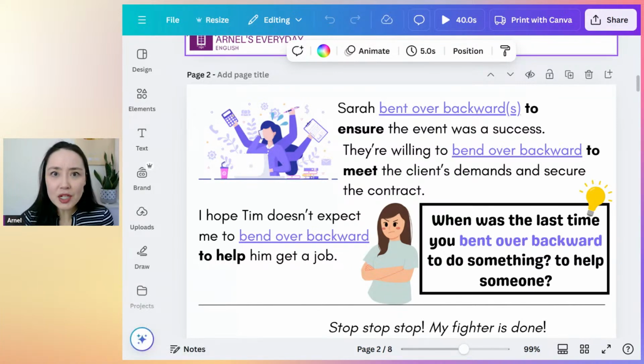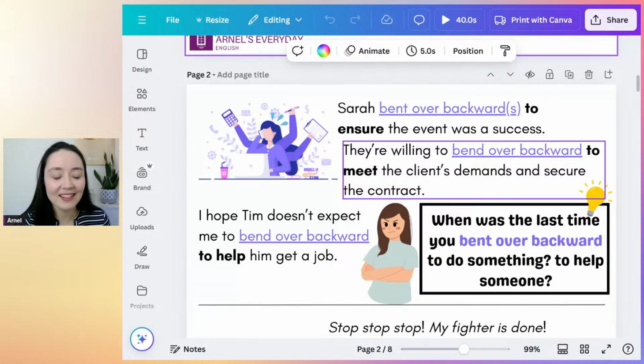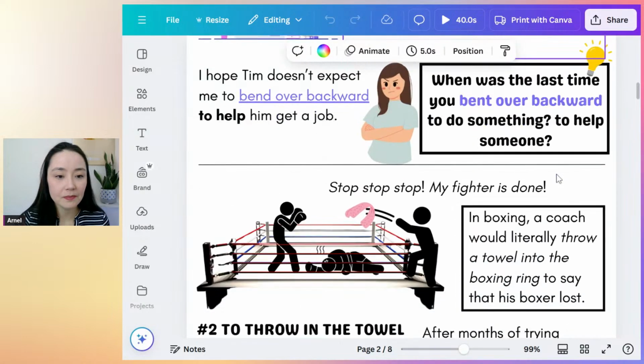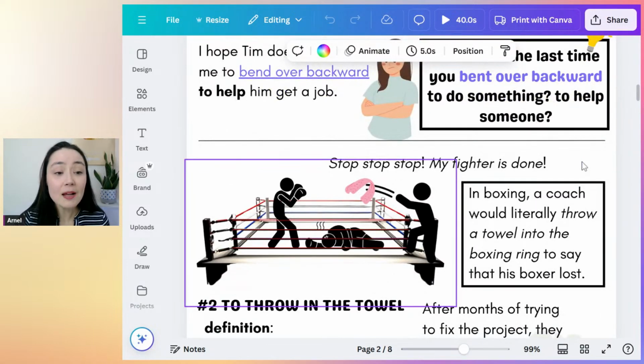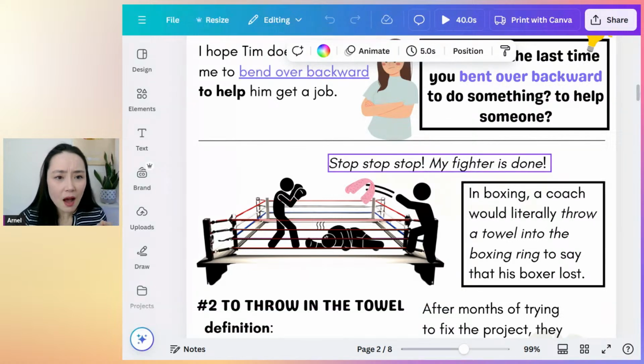Okay, expression number 1, done. I think we can move on. When I put these notes together, I began each expression with a little image, and I hope that the images are helpful. Let's do the next one. Take a moment to look at this little scenario. Stop, stop, stop. My fighter is done.